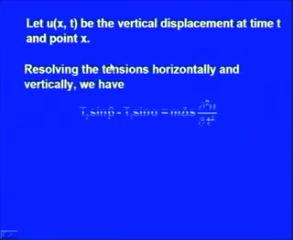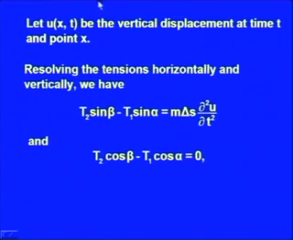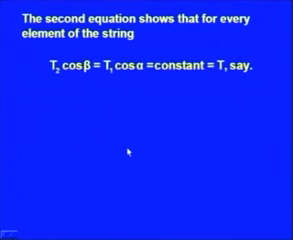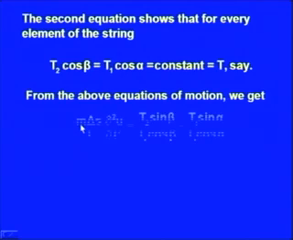So, we shall have the equations of motion as follows. If u(x,t) denotes the vertical displacement at time t and at a distance x, then after resolving the tensions horizontally and vertically, we have T2 sin β minus T1 sin α equal to mΔs ∂²u/∂t², and T2 cos β equal to T1 cos α, because there is no horizontal acceleration. Now, the second equation T2 cos β minus T1 cos α equal to 0 shows that for every element of the string T2 cos β is equal to T1 cos α, and so we can take it as a constant, say T.